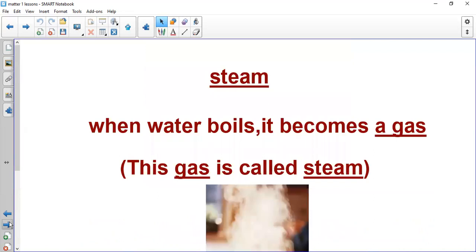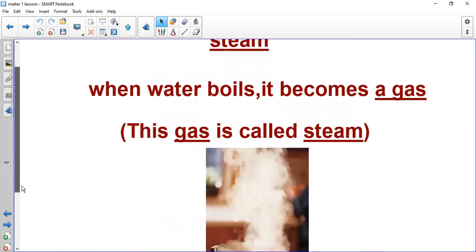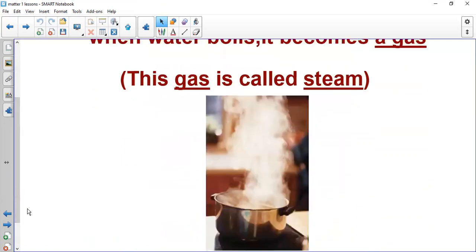This is what I told you, that steam is an example of gas. But what is steam? If you watch your mom while she is cooking, she puts water in a pot and puts the pot on the fire, and it starts to boil and get hotter and hotter. We will find steam coming out of this pot. So this steam is gas.